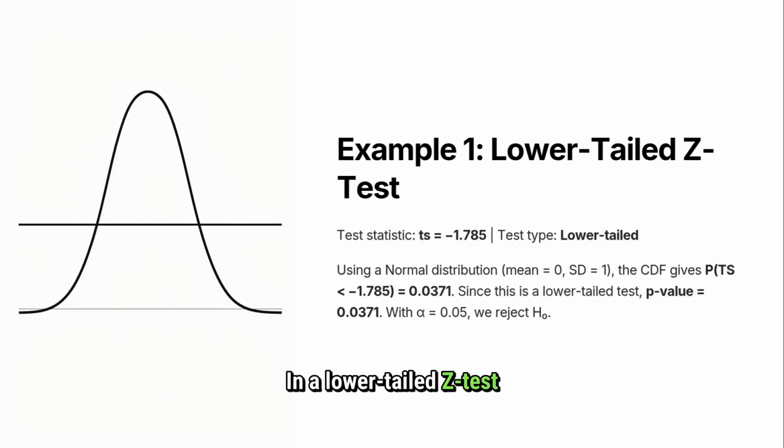In a lower-tailed z-test with a test statistic of minus 1.785, using a normal distribution, the cumulative distribution function gives P(test statistic less than minus 1.785) equals 0.0371. Since the p-value is 0.0371 and alpha equals 0.05, we reject the null hypothesis.